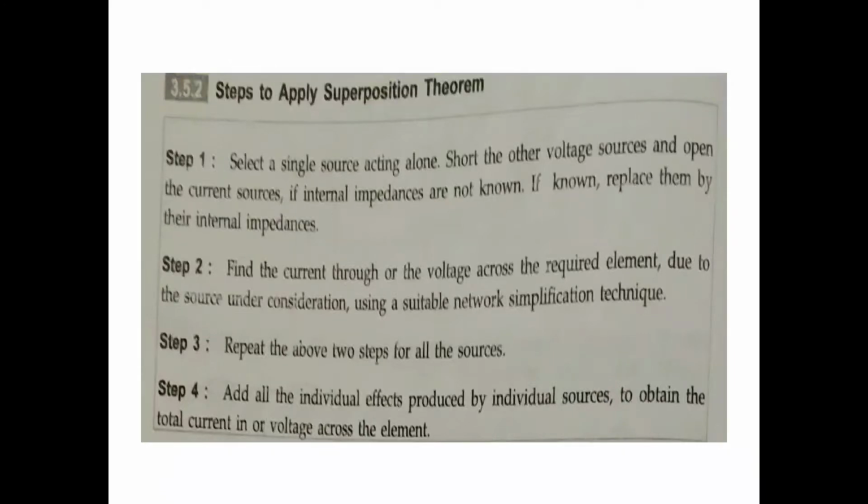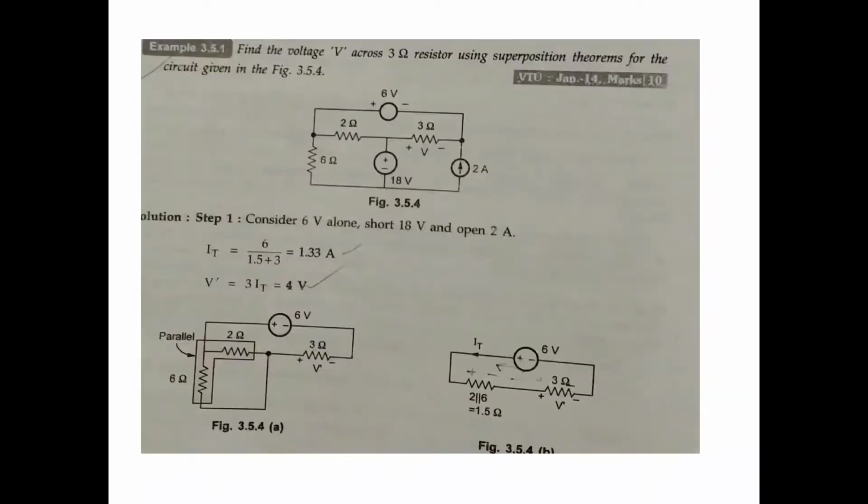First, single source acting alone, voltage source will be short circuited, current source will be open. Second, find current through or voltage across the required element due to the source under consideration. Step number 3, repeat the above two steps for all the sources. Step number 4, add all the individual effects produced by individual sources to obtain the total current or voltage across the element.